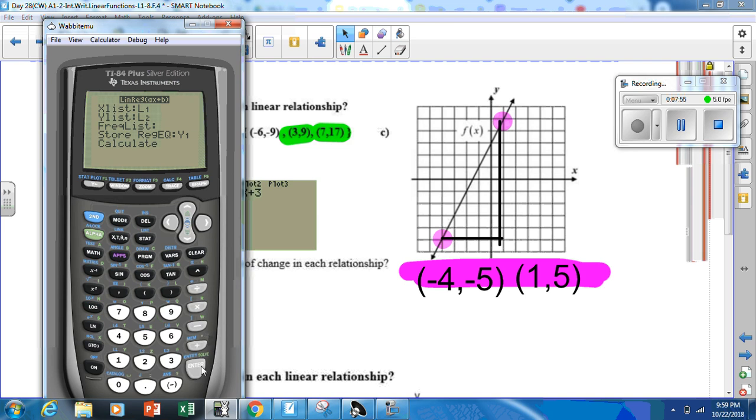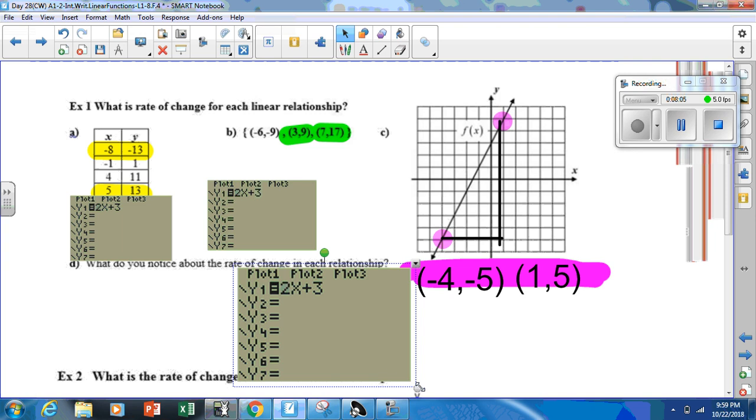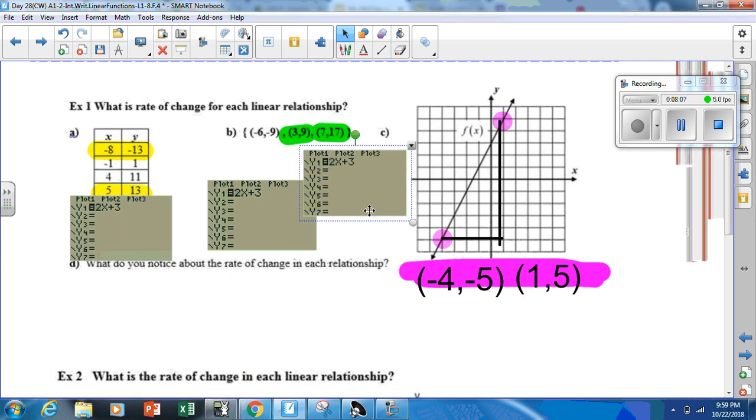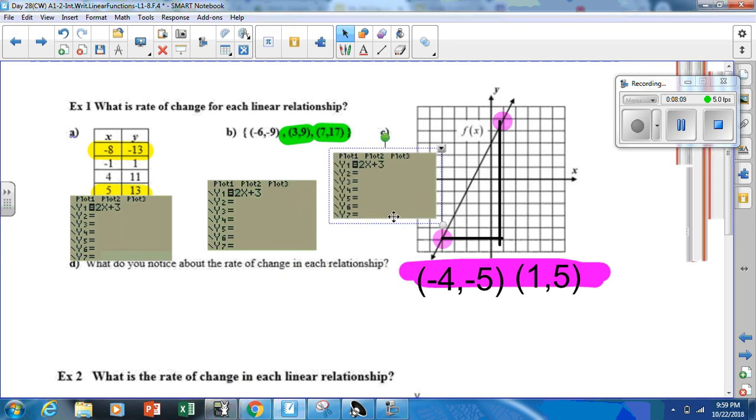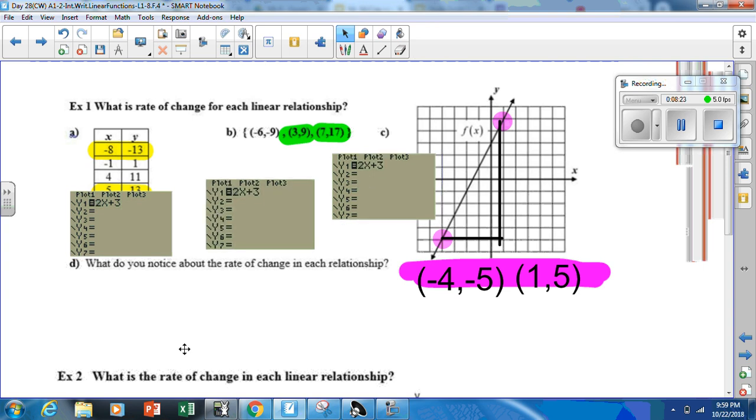Okay. Hit calculate. All right, I see what I see. Go to y1. And y1 tells me, hey, look at that. Friends, do we notice a pattern? We should. We have the same equation for the line because it's the same. It's different data points on the same line. All right, so what do you notice about the rate of change in each relationship? They're the same. They're all 2.